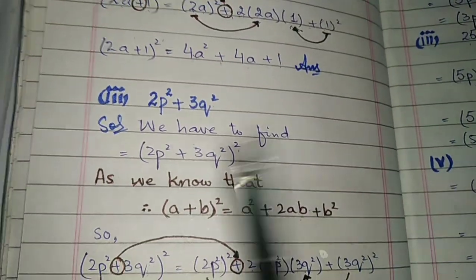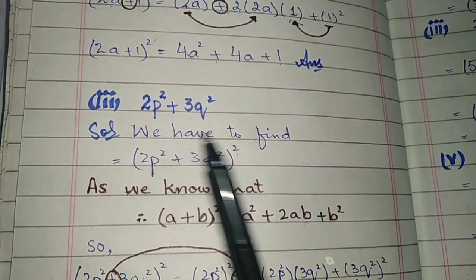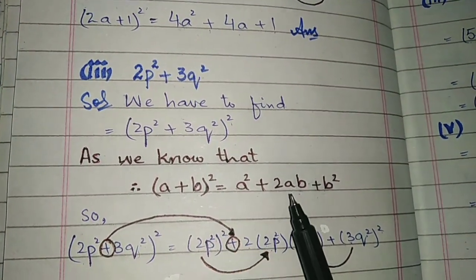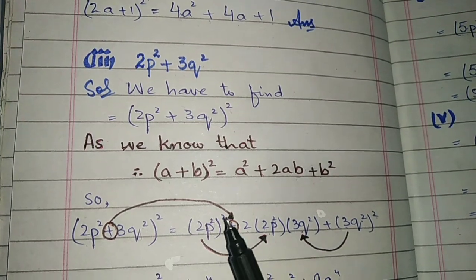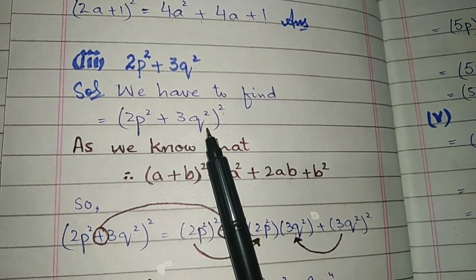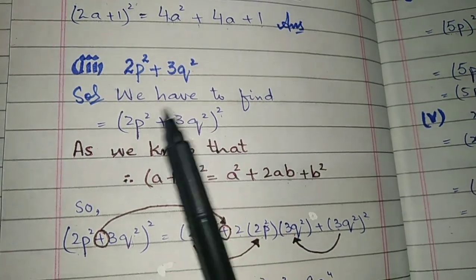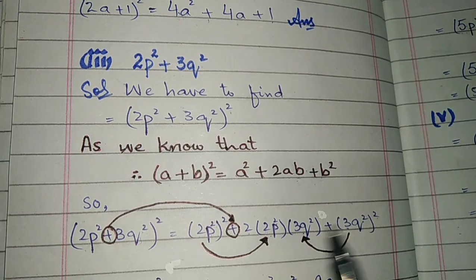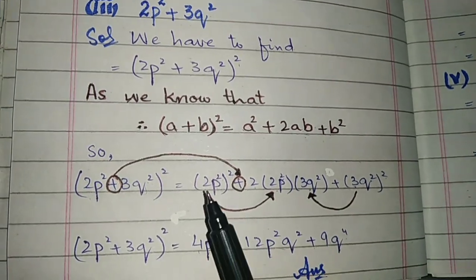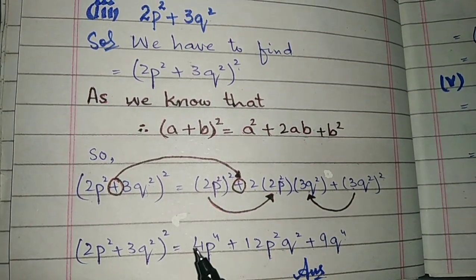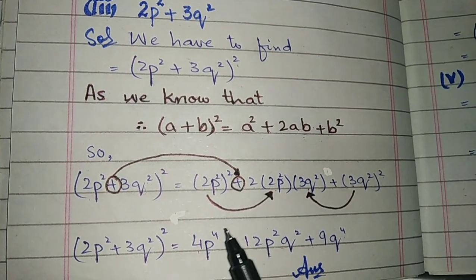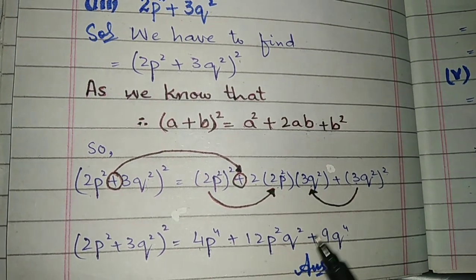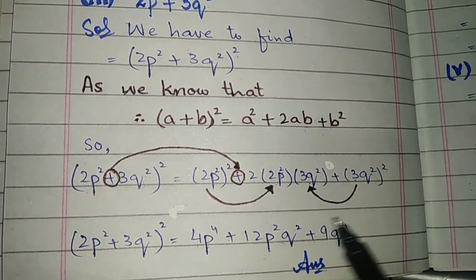Now part number 3, 2p square plus 3q square. So we have to find the square of this expression. As we know that a plus b whole square is equal to a square plus 2ab plus b square. So 2p square whole square, the first term is this. The second term is 3q square, so 3q square whole square. There is a plus sign. So plus 2 according to the formula into the first bracket 2p square and the last bracket 3q square. Now 2p square whole square is equal to 2 square is 4, p square squared means p power 4. Plus 2 into 2 into 3, 12 p square q square, plus 3 square is 9, 9 q power 4. This is the answer.